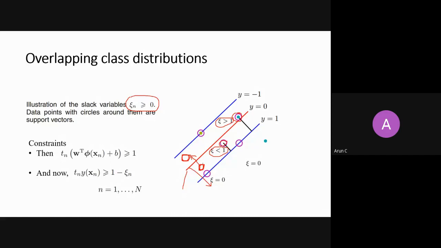And if you are in this range here, then your psi value is greater than 0 but less than 1, right? Because you know the distance from here to here is 1, as we have already seen in the hard margin. So to visualize more clearly, let's say you are just in the center. So your psi is 0.5 here, right? Yes, this is 0.5 for this particular point.